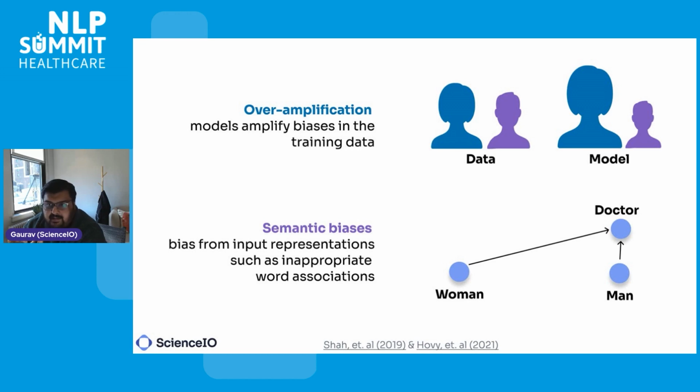Next is semantic bias. The input embeddings used in large language models can have associations that are inappropriate for the given task. So, in this example, the word doctor is much more closely associated with man than woman. So there's already a gender bias in terms of how we represent the relationship between these words that is going to be going into the model. And it's important to recognize this.